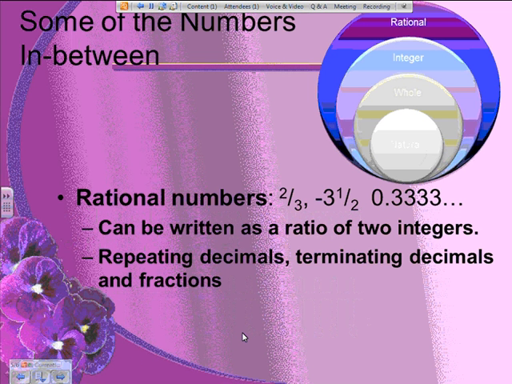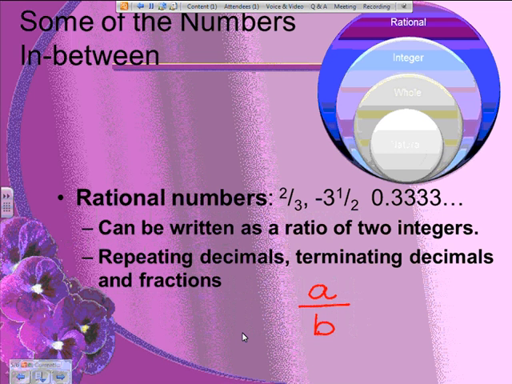Some of the numbers that are in between are the rational numbers. Rational numbers are fractions. They can be written like a fraction. We say it's a ratio of two integers, some number over another number, where A and B are those nice, neat numbers, the integers that we saw before.